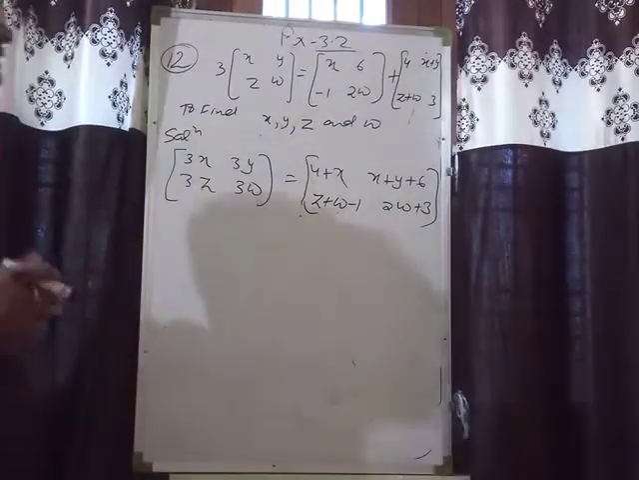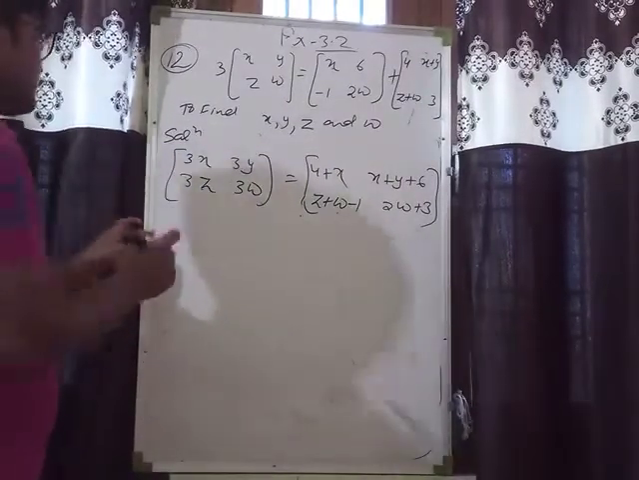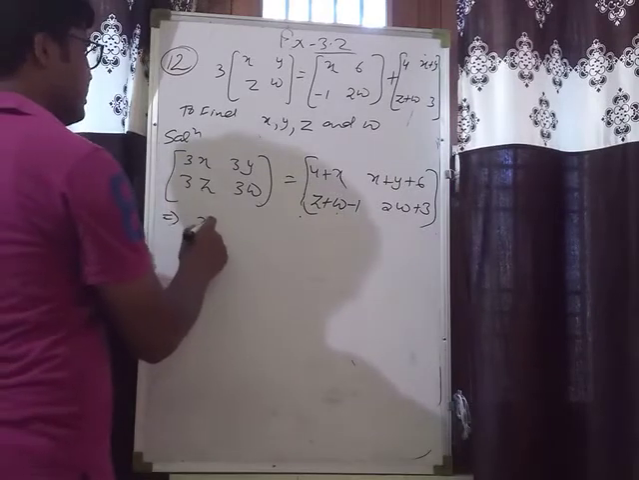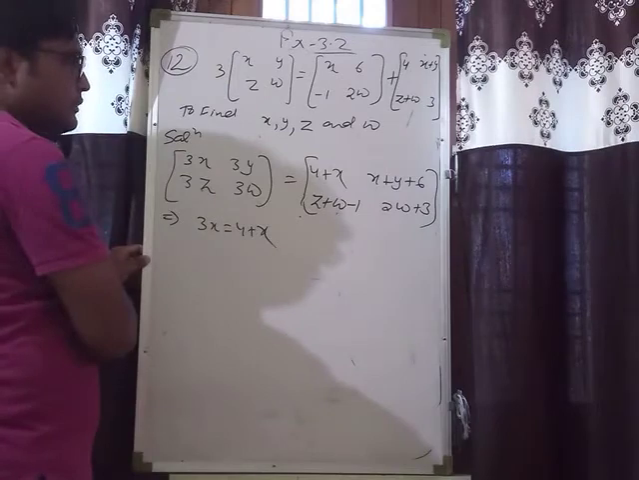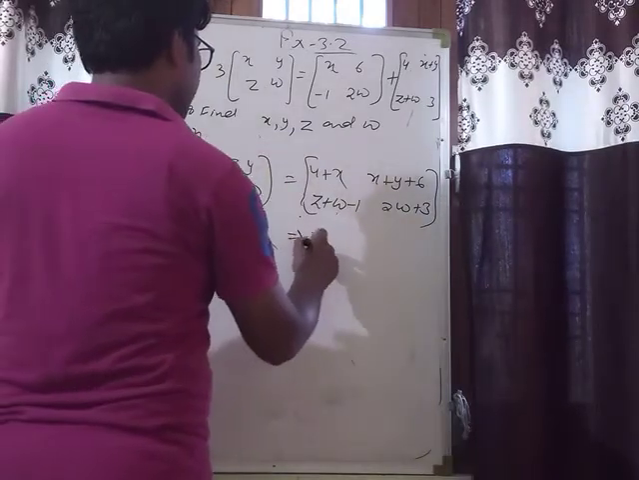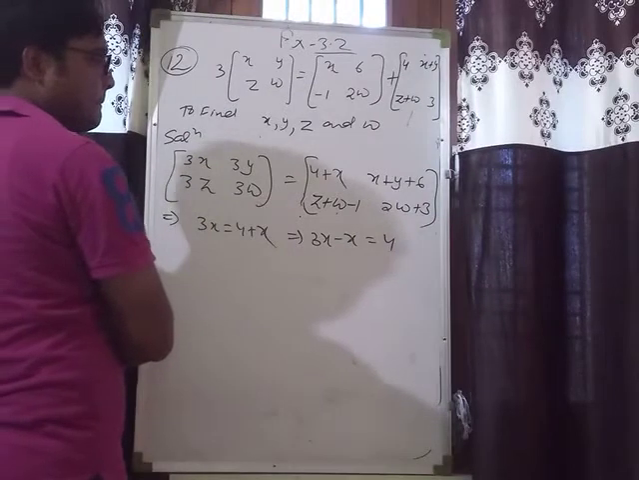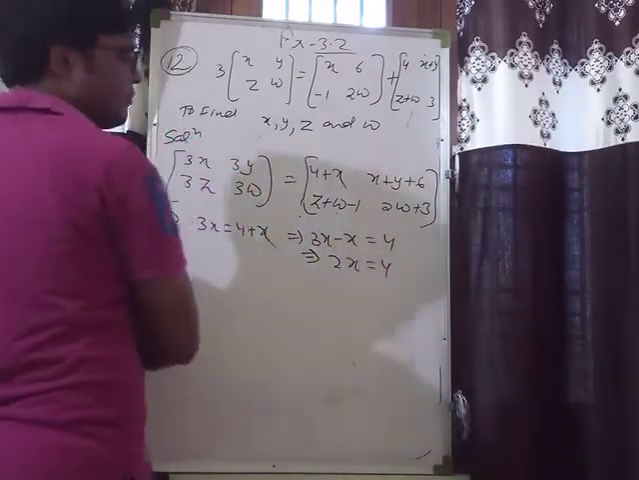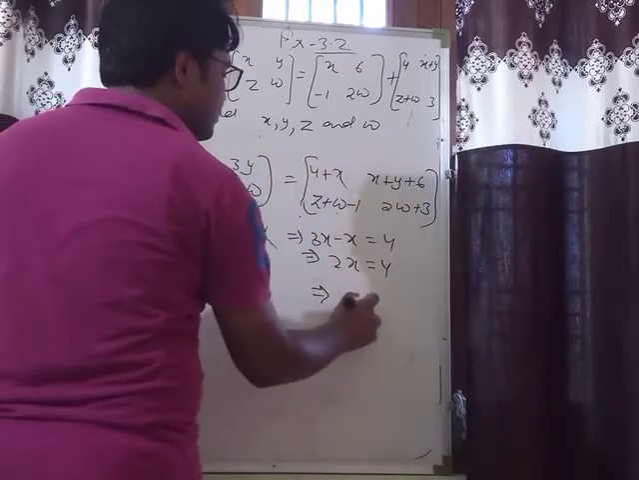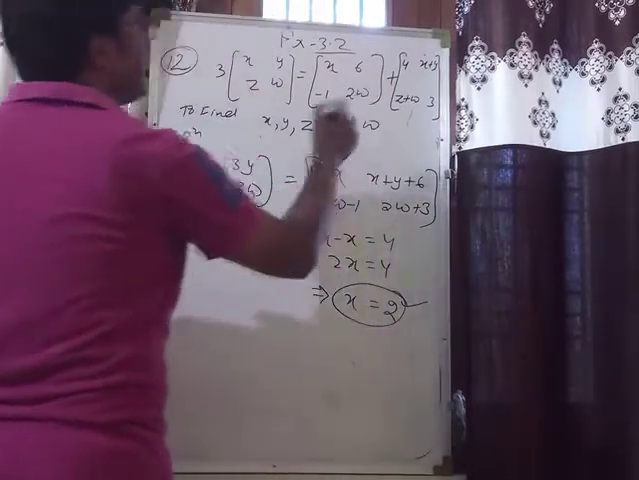Now these two matrices are equal, that's why corresponding entries must be the same. Clearly from here we have 3x is equal to 4 plus x. So 3x minus x is equal to 4, that is 2x is equal to 4, that is x is equal to 4 divided by 2, that is 2. So x is found.